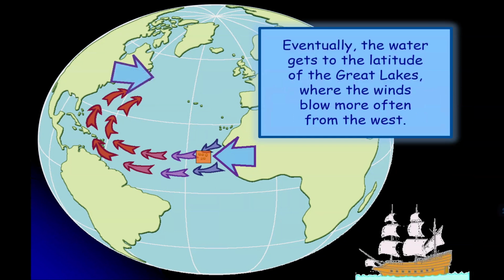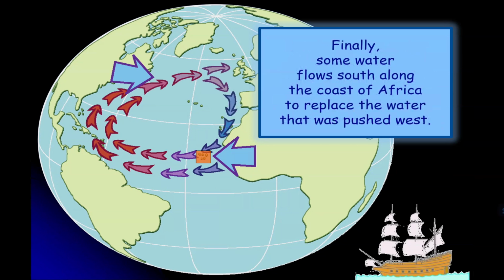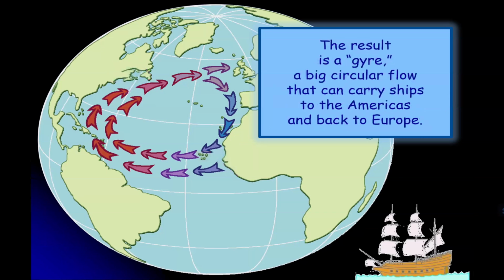That becomes the Gulf Stream, and when it gets up about the latitude of the Great Lakes, where the winds are blowing more often from the west, the winds will push that water back across the ocean. And to finish the circle, some of that water flows south along the coast of Africa to replace the water that was pushed west. So you've got this nice big circle. It's called a gyre, a big circular flow, and it can carry ships to the Americas and back to Europe.